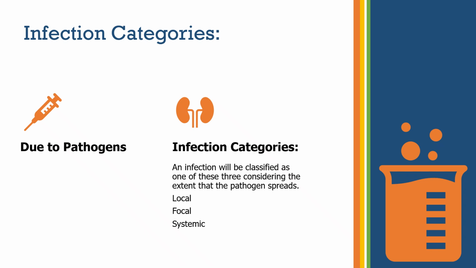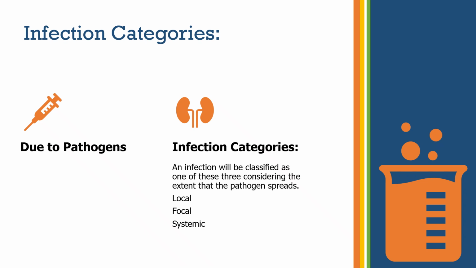Moving on to infection categories. Again, infectious diseases are due to pathogens that invade and cause disease in a host. Different infectious diseases cause different symptoms, which place them into different categories. Infection categories include local, focal, and systemic.